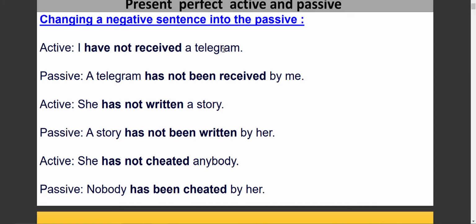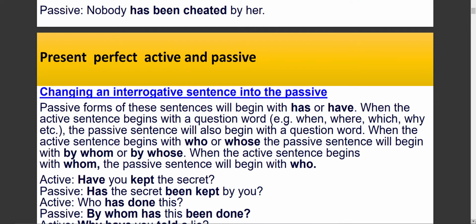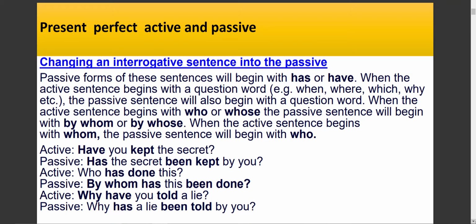Active: she has not written a story. Passive: A story has not been written by her. فقط انتبهوا على الضمائر كيف تتحول. Right, she صار her. Active: she has not cheated anybody. Passive: Nobody has been cheated by her. Right. Look at these bold words. نرى الكلمات المكتوبة بلون غامق. هذه هي التحولات التي تصير في الجملة. Alright. Now we have another case which is changing an interrogative sentence into the passive.